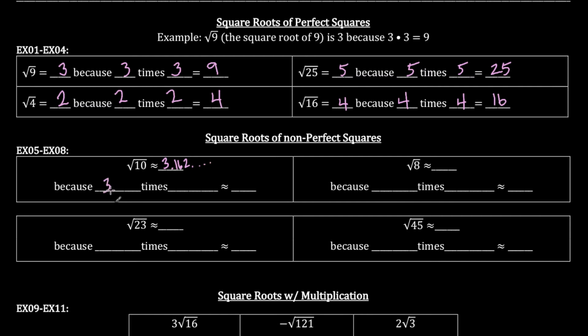Because 3.162 times 3.162 is approximately 10. Since we cut this off, since there's more, it might give you 9.999 or something. But remember, we left some off. So it's not exactly, it's approximately 3.162. Let's do one more and then we'll move on.